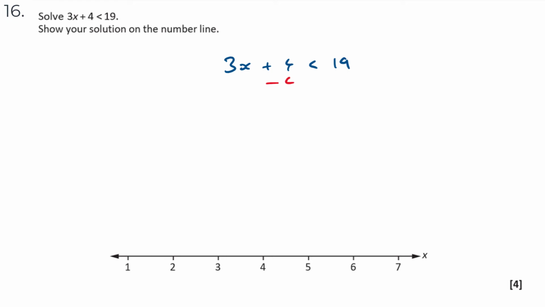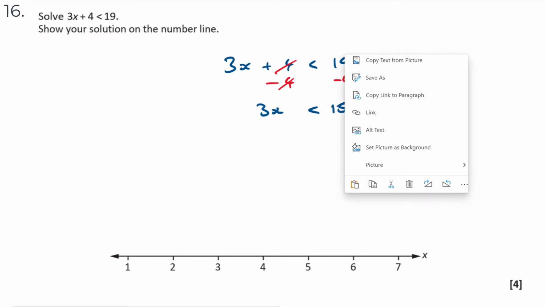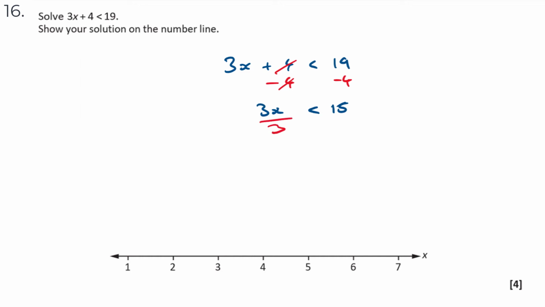So I'm going to be subtracting 4 from both sides. That's going to give me 3x is less than, that's going to cancel that, isn't it? And I'm going to be left with 15 on the other side. So 3x is less than 15. And then dividing both sides by 3, that's going to cancel with that, and I'm going to be left with x is less than 5.